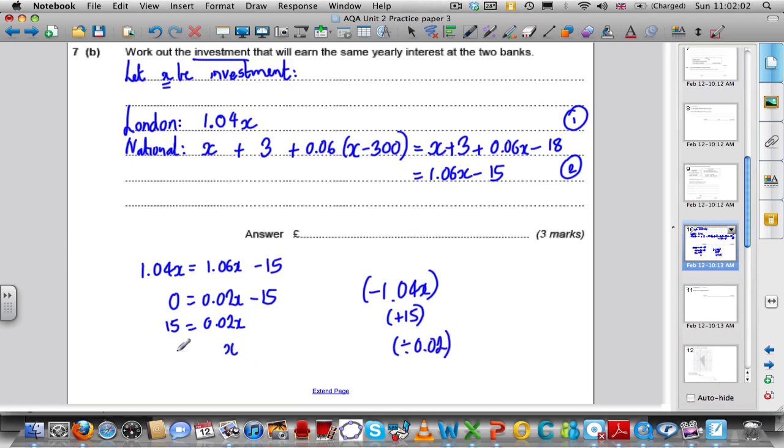you would get x is equal to 15 divided by 0.02. If you're struggling working that out, well, what's 15 divided by 2? It's 7.5, so 15 divided by a number 100 times smaller would make your answer 100 times bigger, so it would be £7,500. So the investment must have been £7,500 to make your final amount at the end be the same.